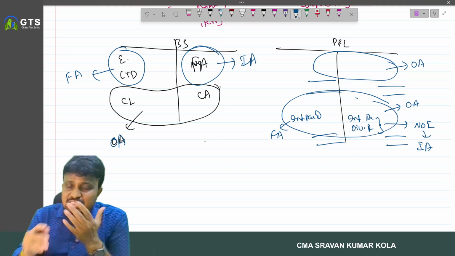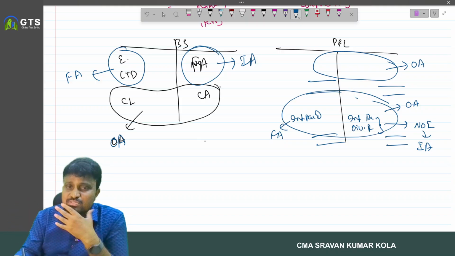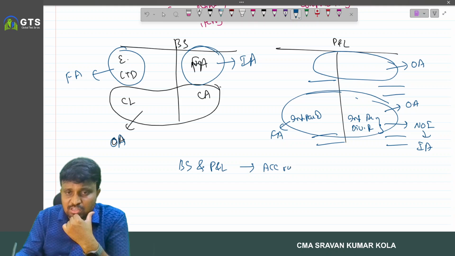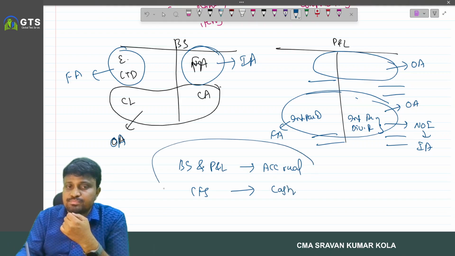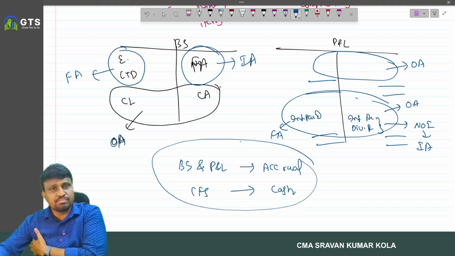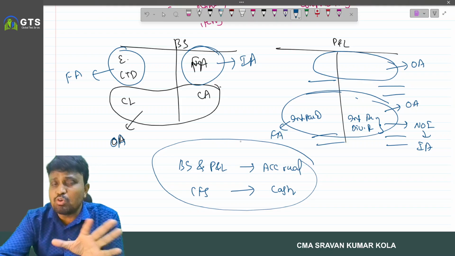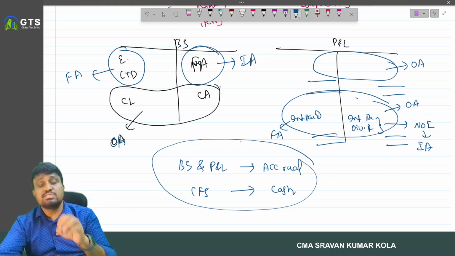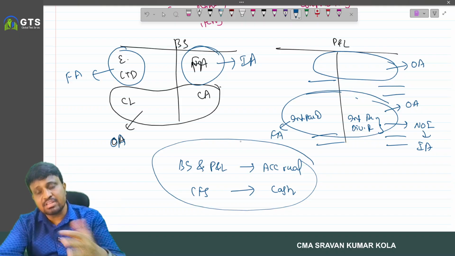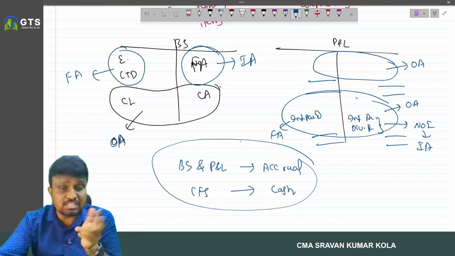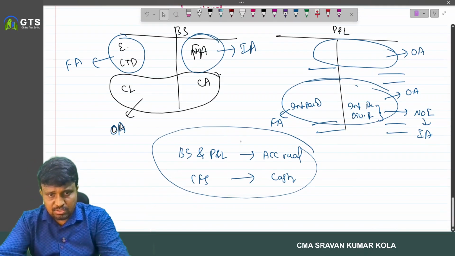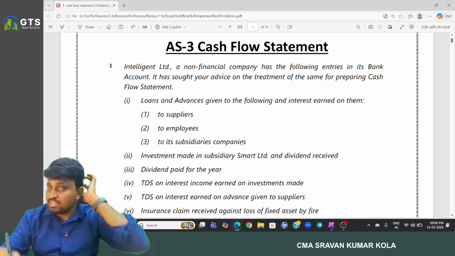And generally, the difference between these statements and the cash flow statement is that the balance sheet and profit and loss statements are prepared on accrual basis, and the cash flow statement is normally prepared on cash basis only. On what? Cash basis only. Okay. We prepare it by considering the flow of cash, whether it relates to the current year or previous year or next year, whatever it may be. Whether you receive the cash in the current year or not, whether you pay the cash in the current year or not, that is the only matter we have to consider while preparing the cash flow statement. That's all. Okay. Fine. So we'll see some problems here.